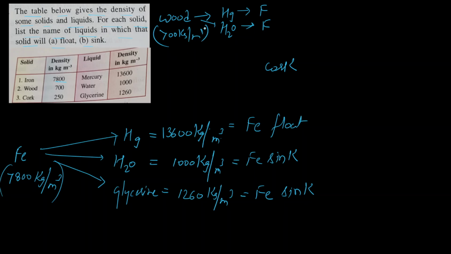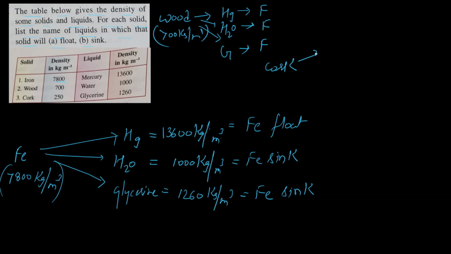Now in the case of glycerin, the density is 1260, and the density of wood is 700. So definitely it is going to float only. So in the comparison of wood with mercury, water, and glycerin, no condition will give you a sink situation. In every situation, wood is going to float only.